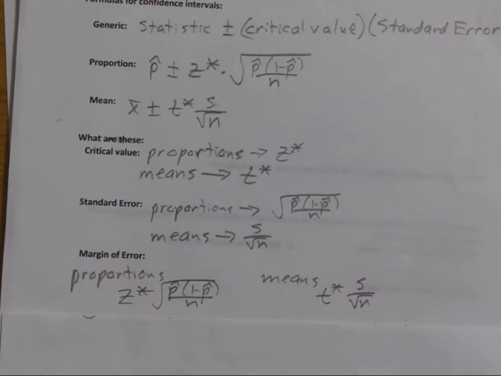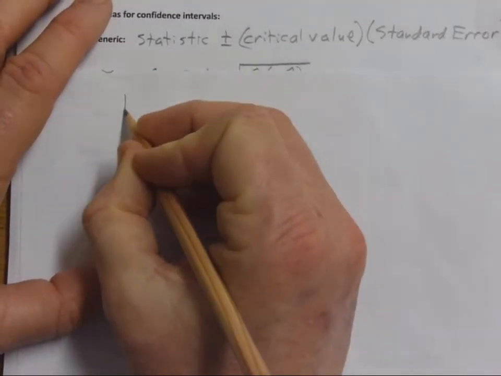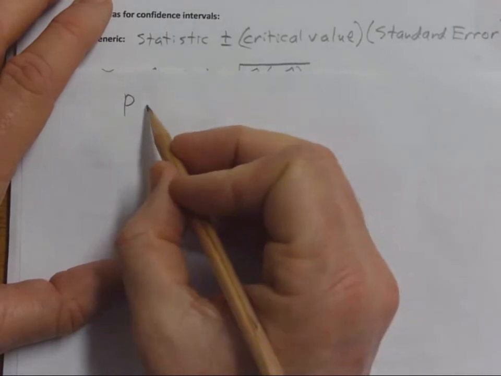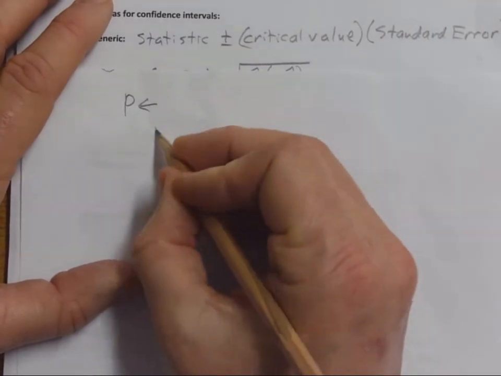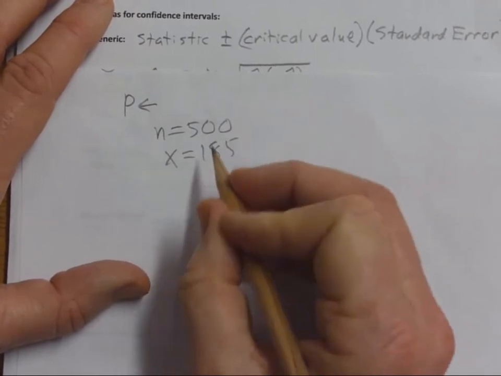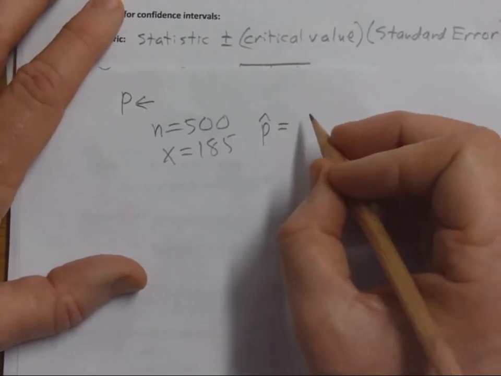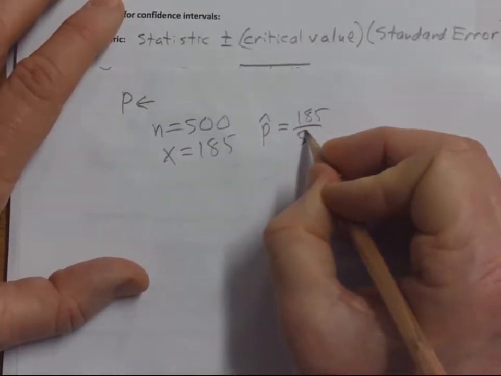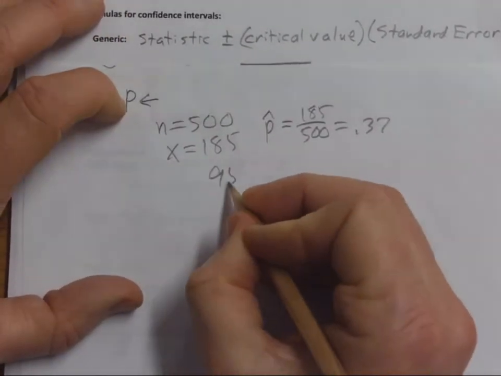So let's talk about an example right quick. Going back to that scenario we were just in, we wanted to estimate p, the proportion of all the people in the city that say they will vote for a particular candidate. So we want to estimate that number. So we took a sample of 500 people, and we find that 185 of them say that they are going to vote for the candidate. And so that means our point estimate, our p hat, is going to be equal to 185 over 500, and that's equal to 0.37.